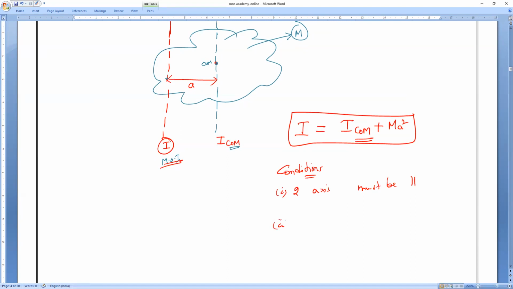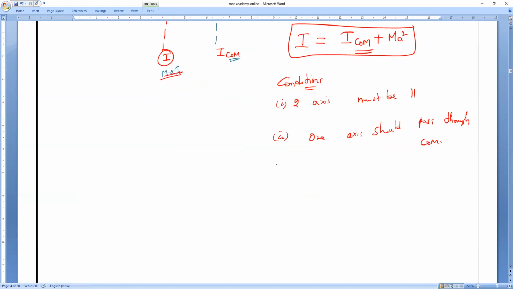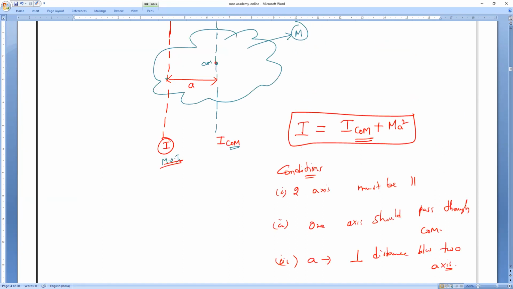Next. One axis must pass through the what? One axis must pass through the COM, which means the center of mass. Next, a is the what actually? The perpendicular distance between the two axes. So the perpendicular distance between the two axes is called a.